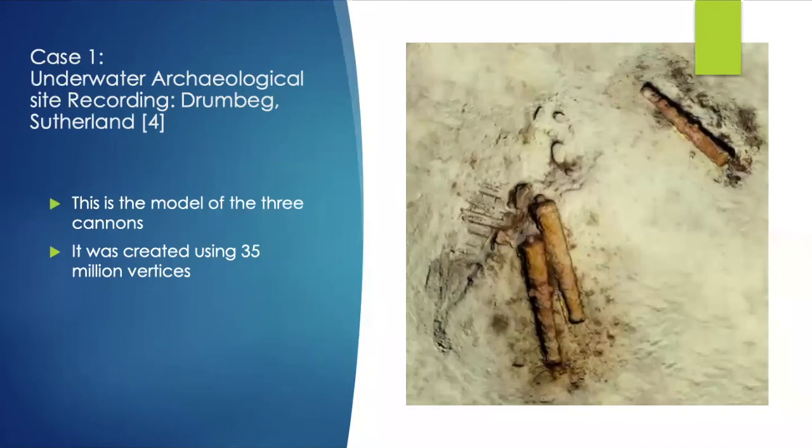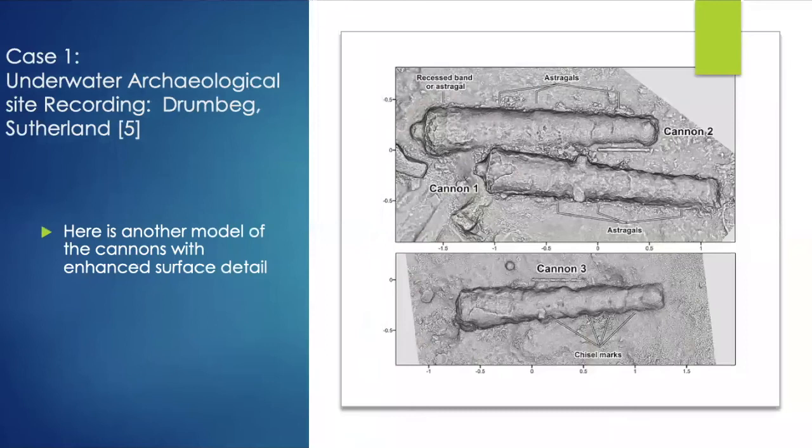This image on the right is the model of the 3 cannons. This model was created using 35 million vertices. On the right is another model of the cannons with enhanced surface detail. This enhanced surface detail allows us to see little things, like the chisel marks shown on Cannon 3.